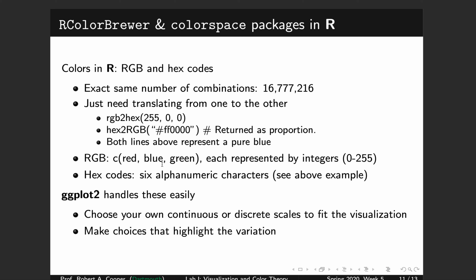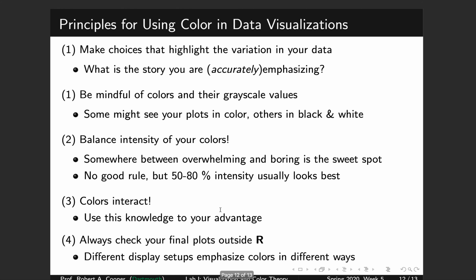Again, RGB is represented by 3 sets of integers. They each go from 0 to 255. They're the same number of combinations as with hex codes. Hex codes are 6 alphanumeric characters, 0 to 9 and A to F. And ggplot handles these very well, and you should really take advantage of these and create your own fantastic scales as a result.